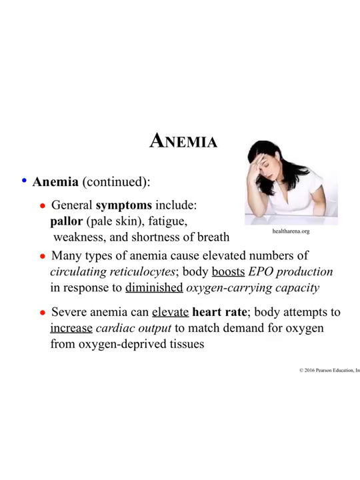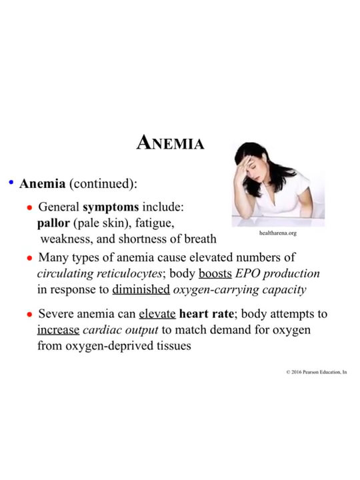Several different types of anemia cause elevated numbers of reticulocytes. I mentioned this earlier. That's your immature red blood cell. So your body knows that it doesn't have enough red blood cells, so basically it starts to release them early. Several types of anemia can even elevate heart rate, and that's basically the body's ability. The cells are still deprived of oxygen, and so they're thinking, if I can increase the pump, then I'm going to get more blood and more oxygen.